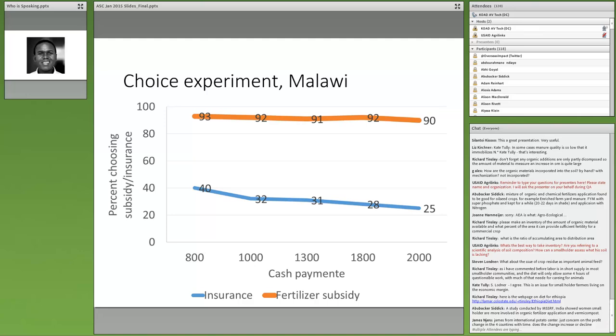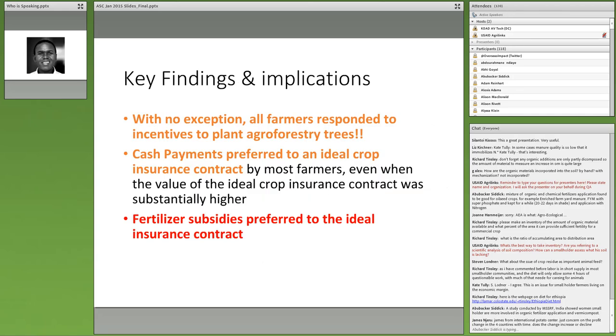The results are very interesting. The results show that, first of all, there was no farmer who did not respond to this incentive. All the farmers said, well, if you give me that condition, I'm going to plant the trees. That's very good news. But one thing which was interesting is that, look, compare this, the insurance and the subsidy. The majority of the farmers were actually going to this because they are used to this subsidy. And that's why you see that there is a lot of them who are choosing that. And the key finding is that the farmers were responding to all these incentives.